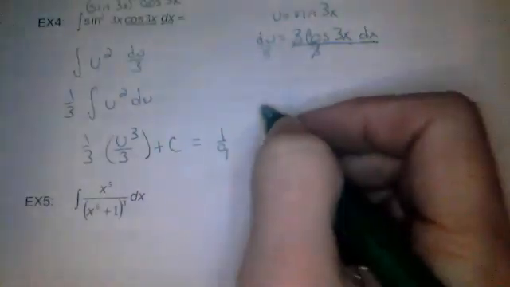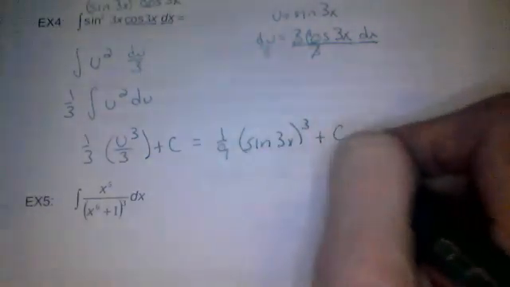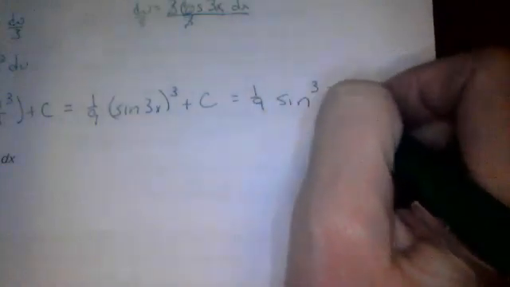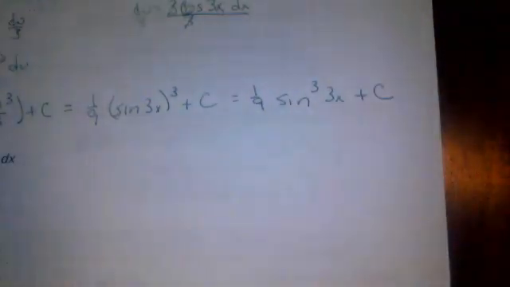All right, so we get 1/3 u to the third over 3 plus c, or 1/9 u to the third, which is sine of 3x to the third plus c. Or I guess you could write that as 1/9 sine cubed 3x. Either is fine.